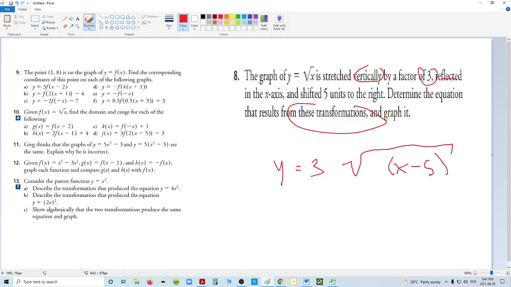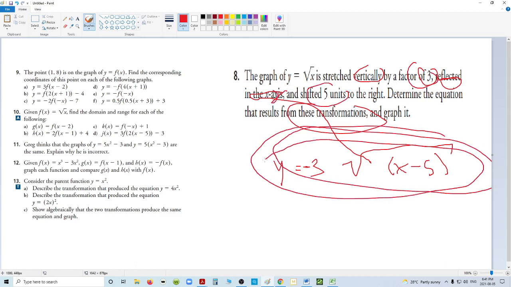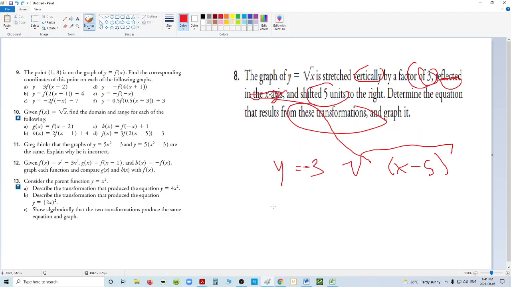And then there's a reflection in the x-axis, which you'd be tempted to put minus 1 here by the x. But reflections in the x-axis are done out here. And you'll see that again if you fiddle more with Desmos. So I think I got it all. 3, reflected in the x-axis, shift to the right by 5. There you go. So that's the new drawing. It's been reflected in the x-axis, stretched vertically by 3, phase shifted to the right by 5 units by putting a -5 there.